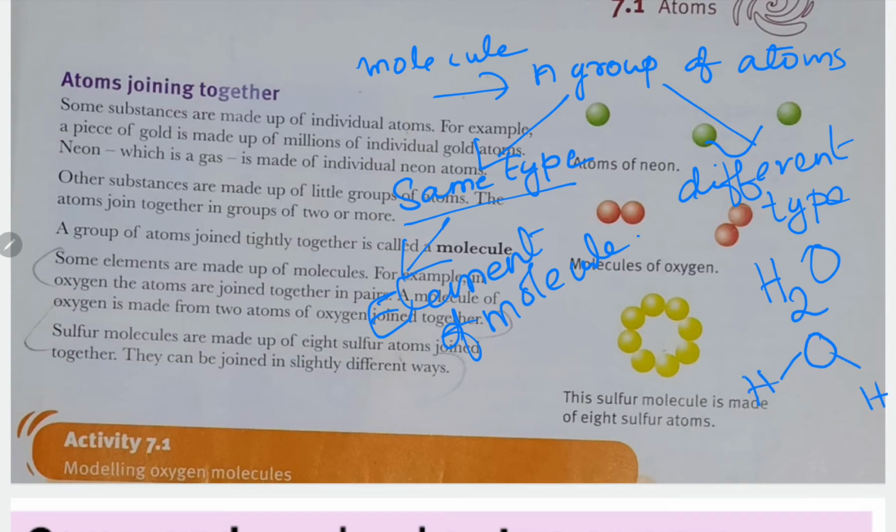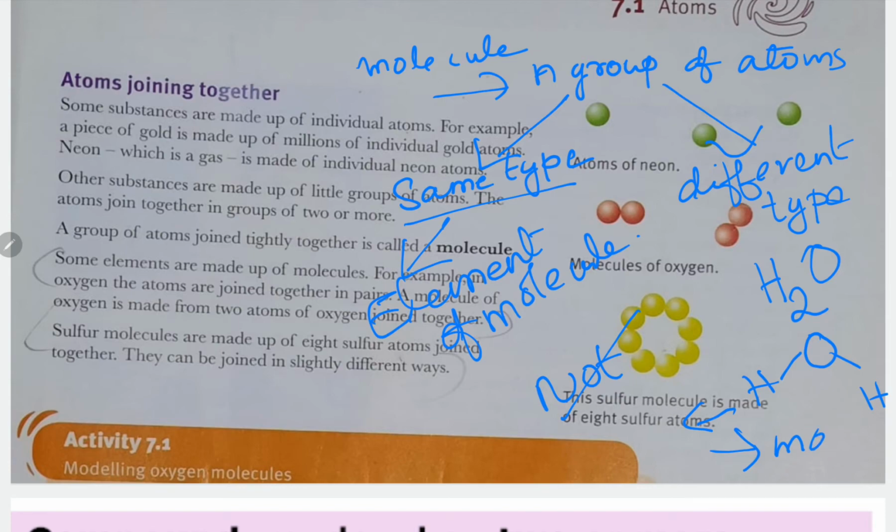ഇങ്ങനെയായിരിക്കും നമ്മൾ എഴുതുക. So here there is 2 hydrogen atom and 1 oxygen atom. Here also it is a molecule because group of atoms ആണ് join ചെയ്തിരിക്കുന്നത്. പക്ഷേ ഒരേ type of atoms ആണോ? അല്ല. So this is not an element. Element അല്ല, but this is a molecule.